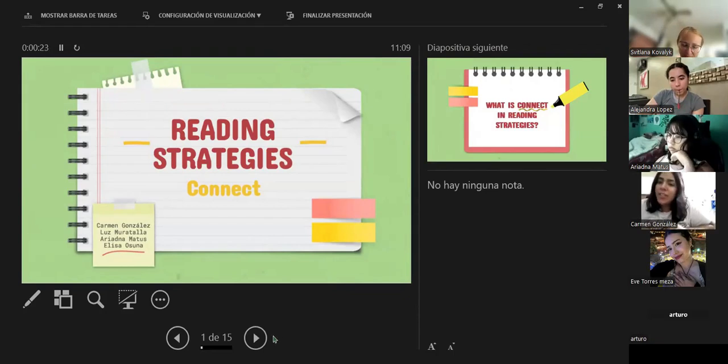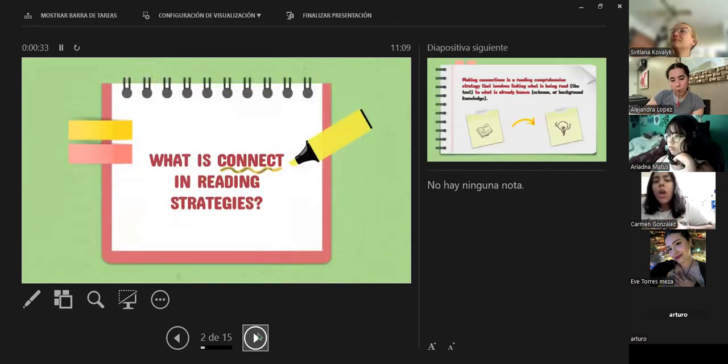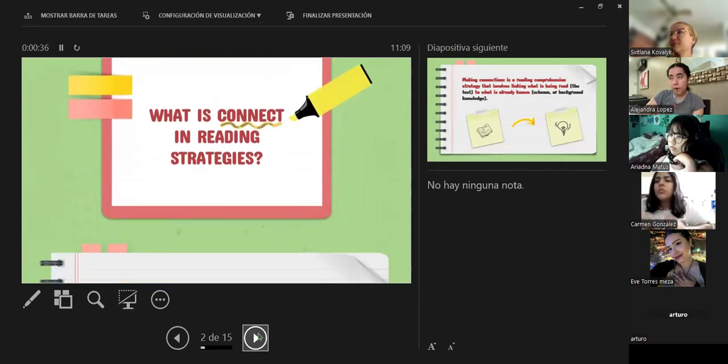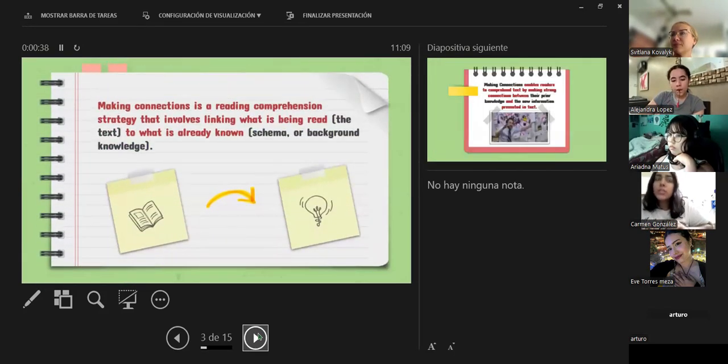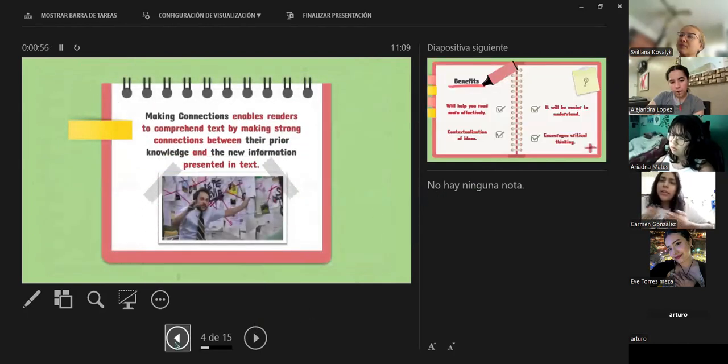We will start by talking about reading strategies. This refers to both meaning making processes and to the reader's knowledge about the purpose and function of the structure, feature, codes, and convention of different texts read in different contexts. There are seven: predict, visualize, question, connect, identify, infer, and evaluate. And today, my team, which is composed of Ariadna, Alexa, Elisa, and Carmen, we will talk about connecting.